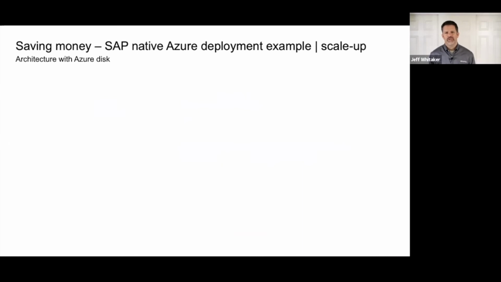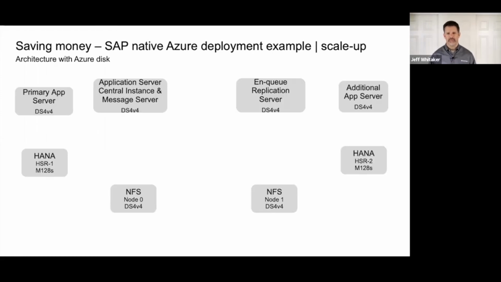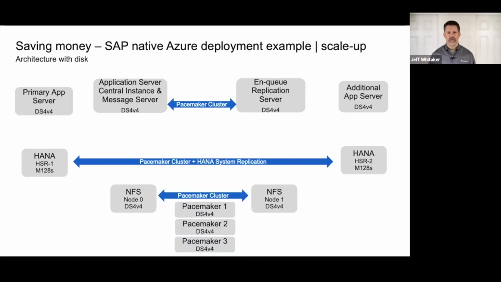So now I want to jump into saving money. And when we're talking about saving money, I want to just show you some infrastructure examples of how you would build a native deployment on Azure with just disk, and then how Azure NetApp Files really helps solve that from a cost perspective. So this is a typical environment. On the left side, application server, primary app server, your HANA server, and then you've got an NFS server as well to serve your file needs. And then on the right side is the replication point.